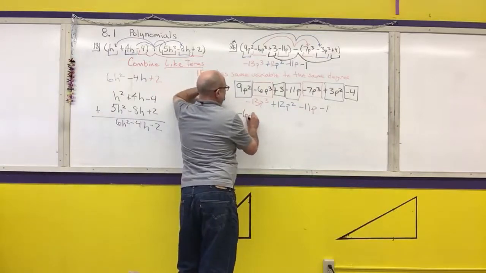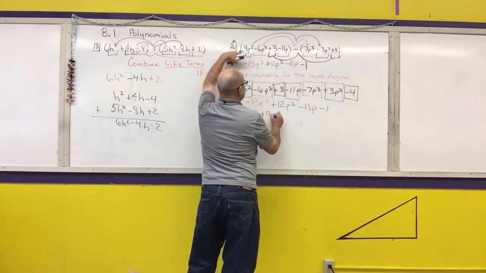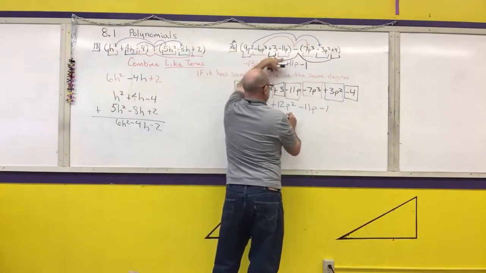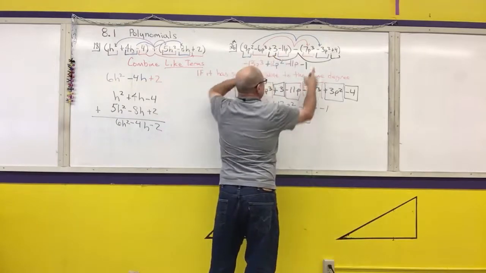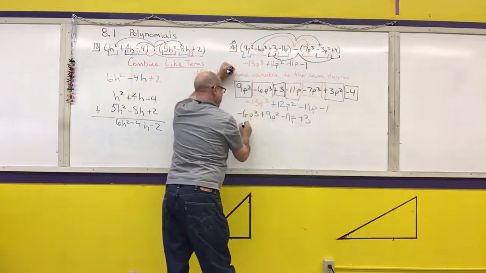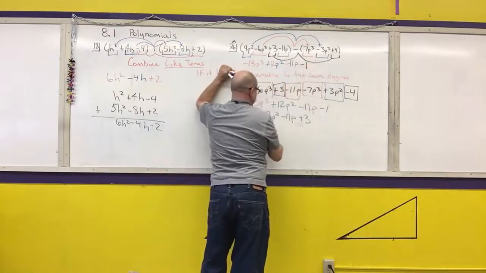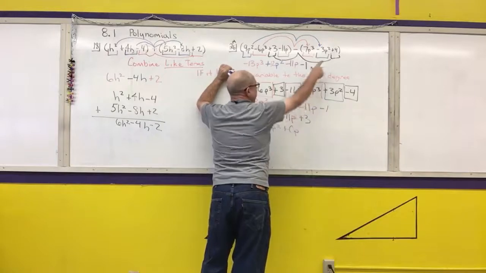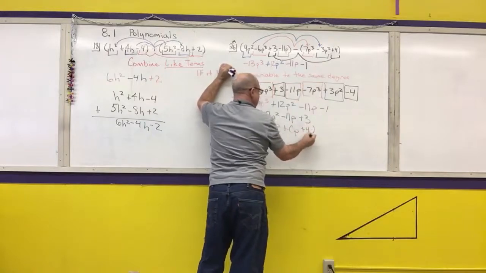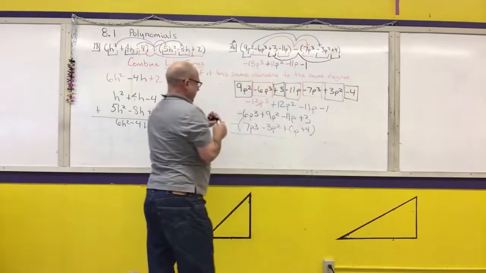Negative 6p cubed plus 9p squared minus 11p plus 3. Here I've got a 7p cubed, a negative 3p squared, nothing with a p, and plus 4. And if I subtract, I put parentheses around it with a minus sign, and I just do the math.